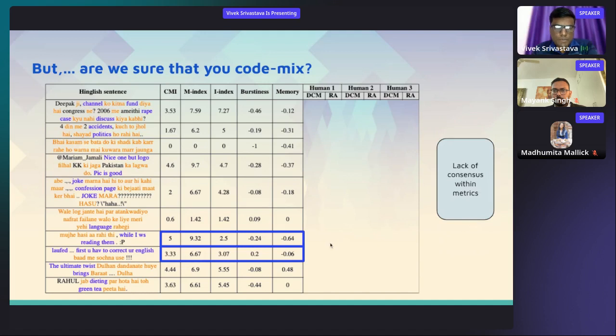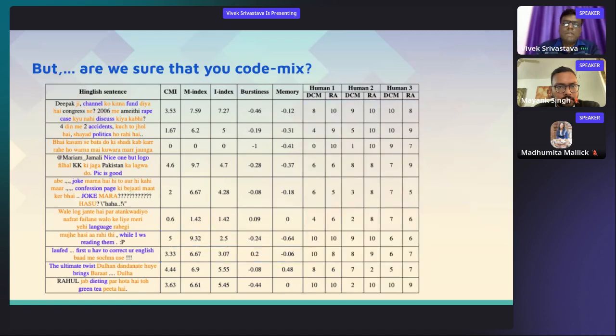So what was the first thing that we observed? There is a lack of consensus within the metrics themselves. If you look at these two examples, the pattern is similar: a chunk of Hindi text is followed by English text here, and here a chunk of English text is followed by Hindi text. But if you look at the metric scores, I don't think you will be able to pick one particular metric that gives us a very clear idea of what is happening inside that text, and how complex or how code-mixed that particular text is. So there is clearly a lack of consensus within the metrics themselves.